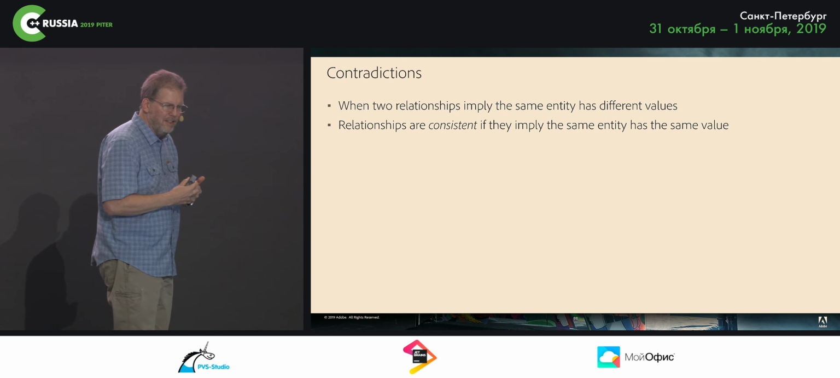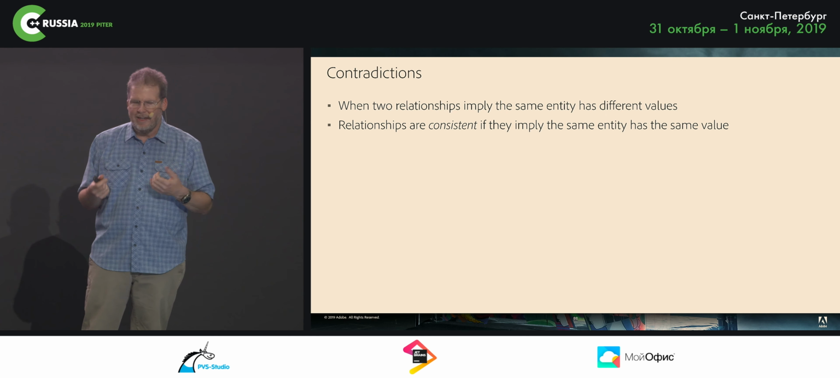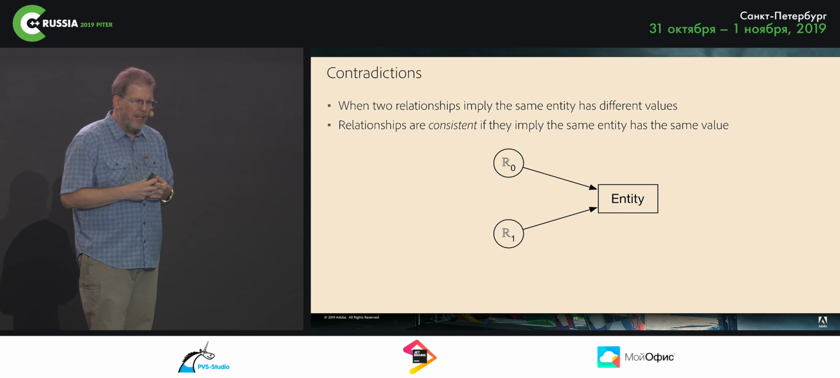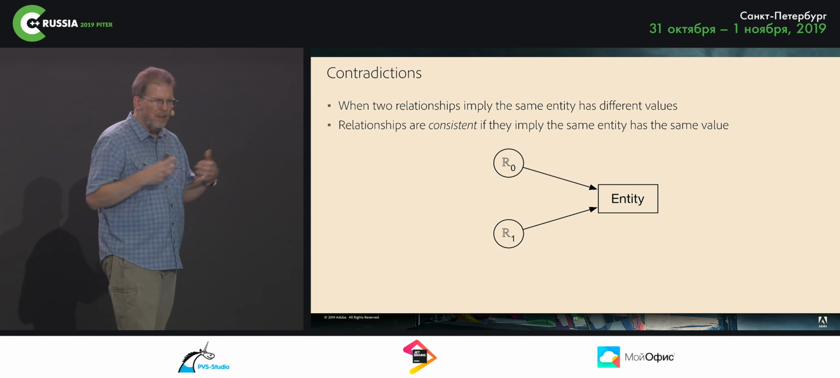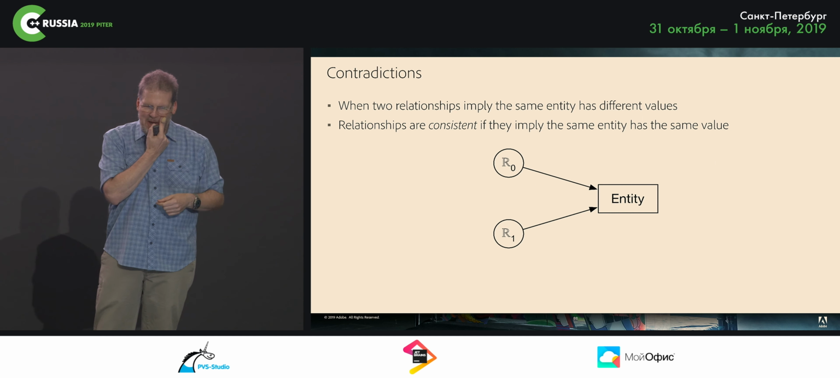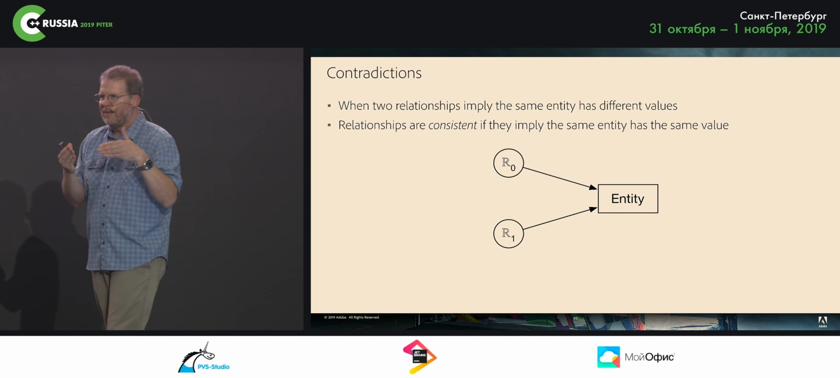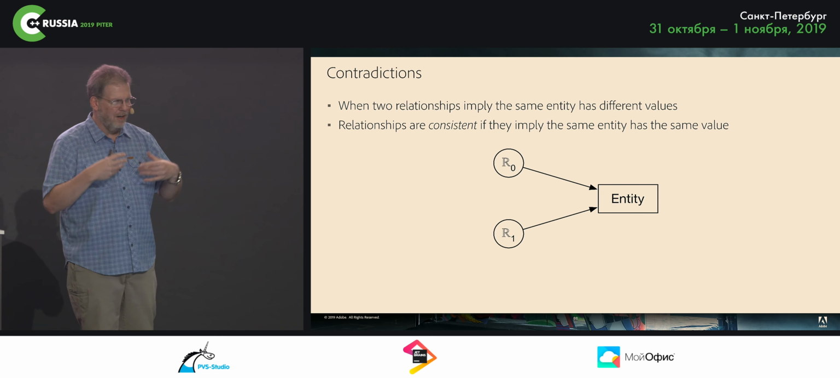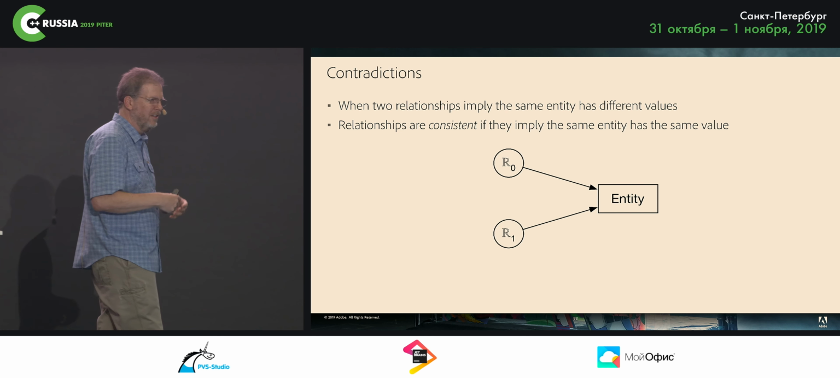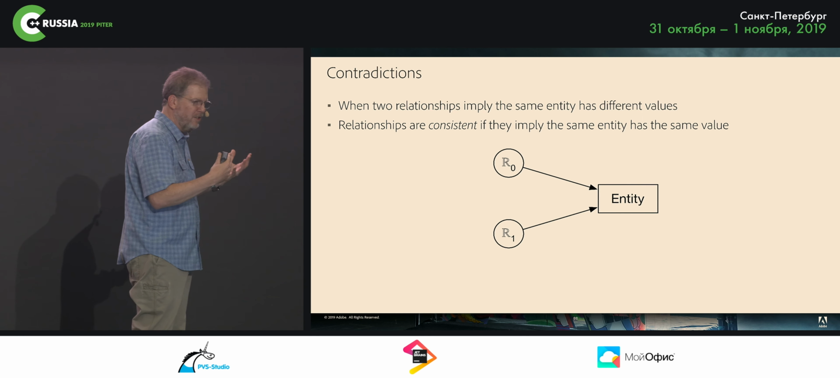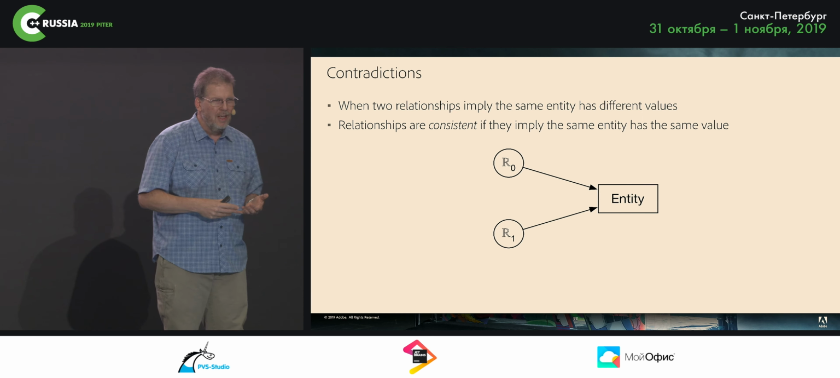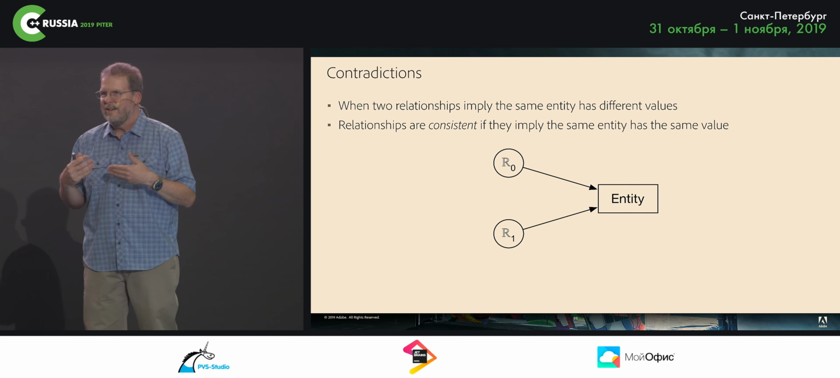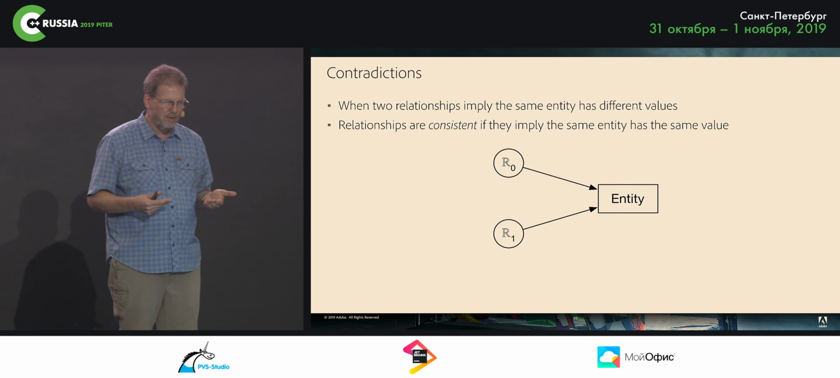Relationships are consistent if they imply the same entity has the same value. Okay. So we can have 2 relationships which imply some entity. If they imply the entity is the same, it's consistent. Our books are good, right? We did the math in our transaction correctly. Our unit test passes. But if our 2 relationships imply the same entity has different values, then we've made a mistake. We have a contradiction.